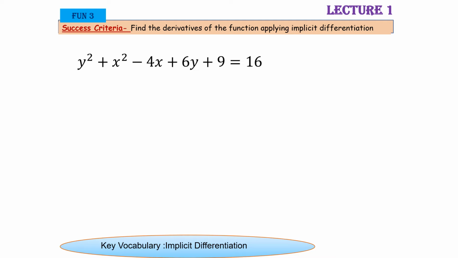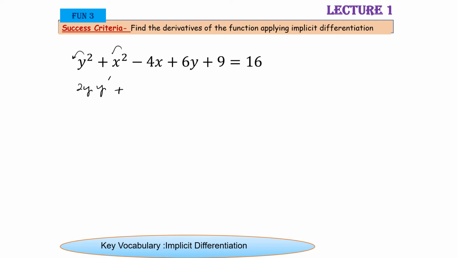Let's see how we can solve such questions. So here: y squared plus x squared minus 4x plus 6y plus 9 equals 16. So y squared gives you 2y and y prime. Always when we are using the power rule to take the derivative of y, you have to write 2y and again y prime.